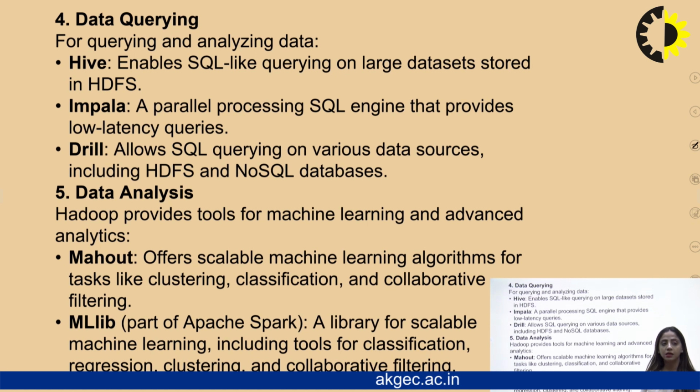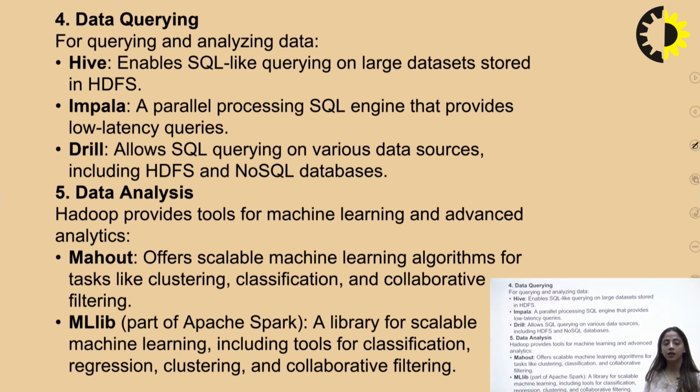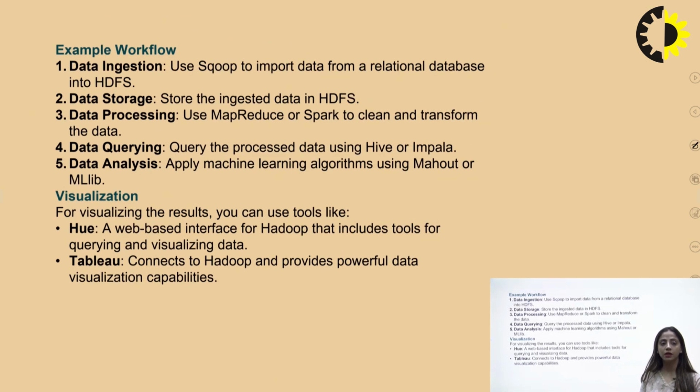Data analysis. Hadoop provides tools for machine learning and advanced analytics. Mahout offers scalable machine learning algorithms for tasks like clustering, classification and collaborative filtering. MLlib is a part of Apache Spark, a library for scalable machine learning including tools for classification, regression, clustering and collaborative filtering.